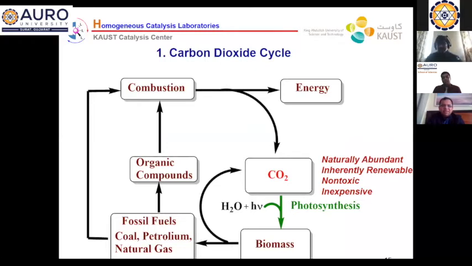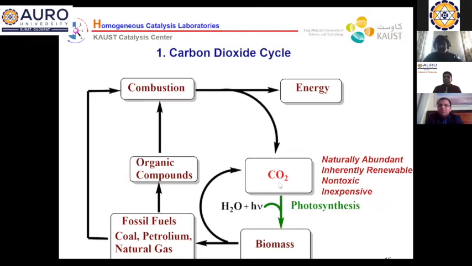Simplified, this is the carbon dioxide cycle. If we burn fossil fuels, we get energy, but we release carbon dioxide again. And if we form organic compounds from fossil fuels, we again combust them, get energy, and release carbon dioxide. This carbon dioxide is generally used only by plants for photosynthesis, which gives biomass as food.